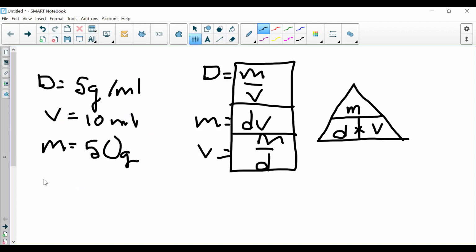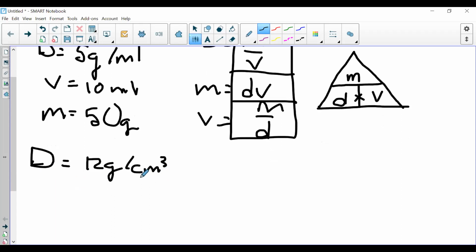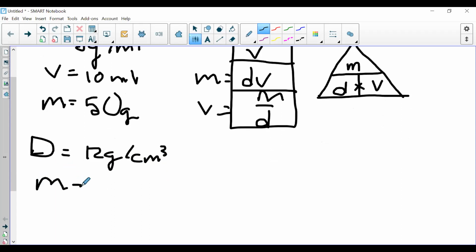All right, now let's do one where we solve for volume. I have a density of 12 grams per centimeter cubed, and I'm going to have a mass of 24 grams. What is my volume?